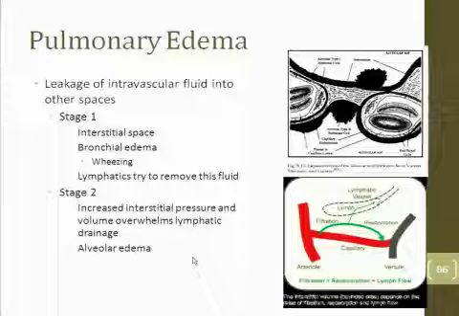The bronchial edema will then worsen. The fluid will begin to extravasate into the alveoli, wetting them. And that's stage 2. The interstitial pressure is high enough that it overwhelms the lymphatic drainage, and the person will get that frothy red fluid that comes out of the endotracheal tube. That's stage 2.